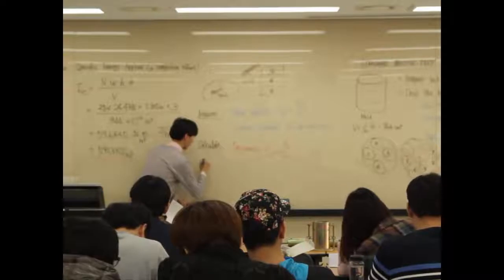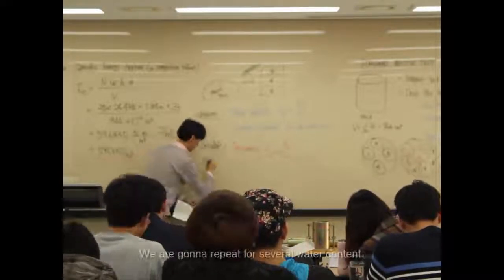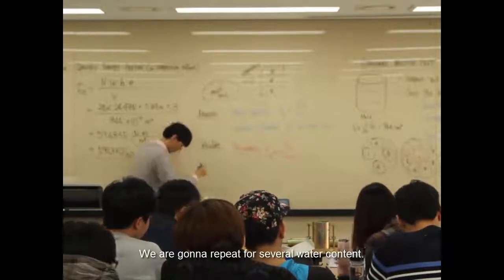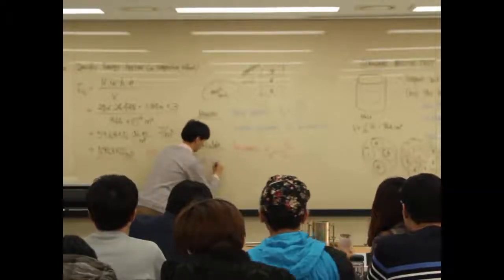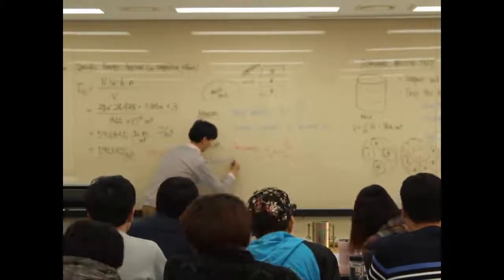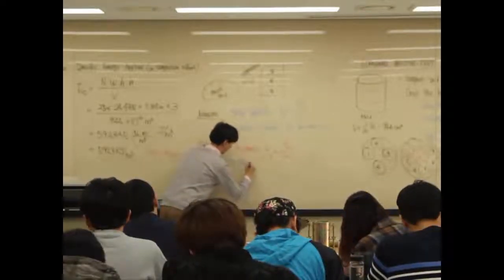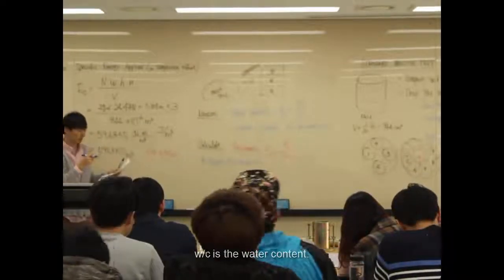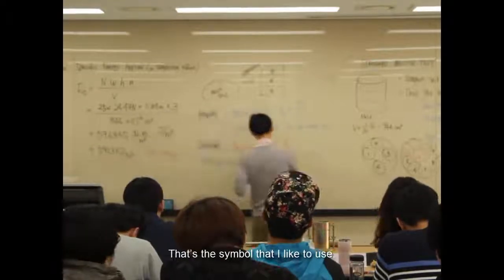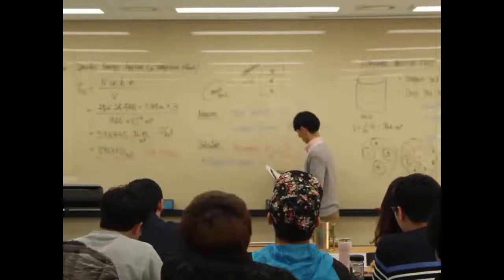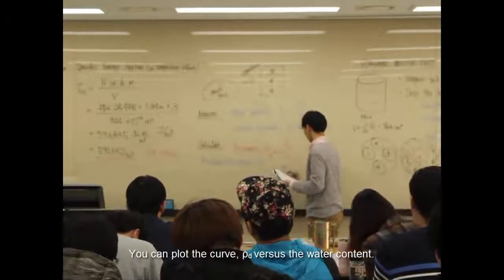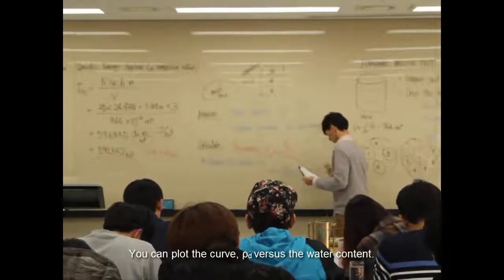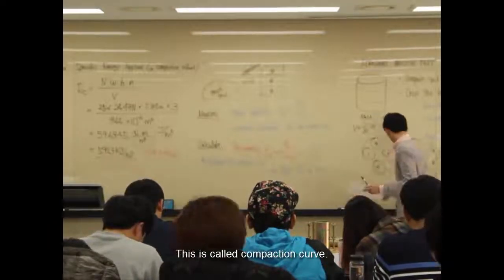Then you're going to repeat this for several water contents. W/C is the water content, that's the symbol I like to use. And then we can plot the curve, rho D versus water content. And this is called the compaction curve.